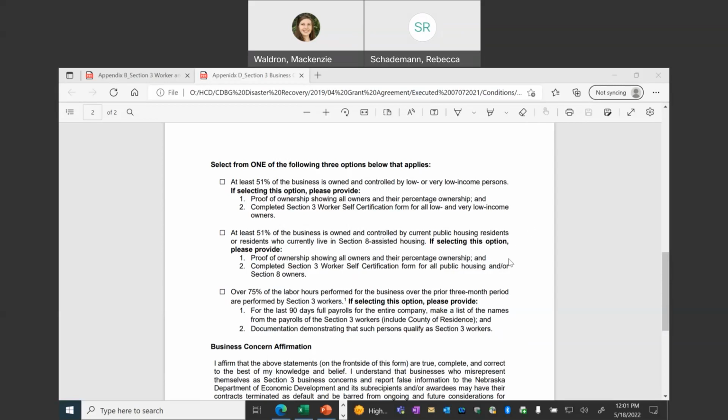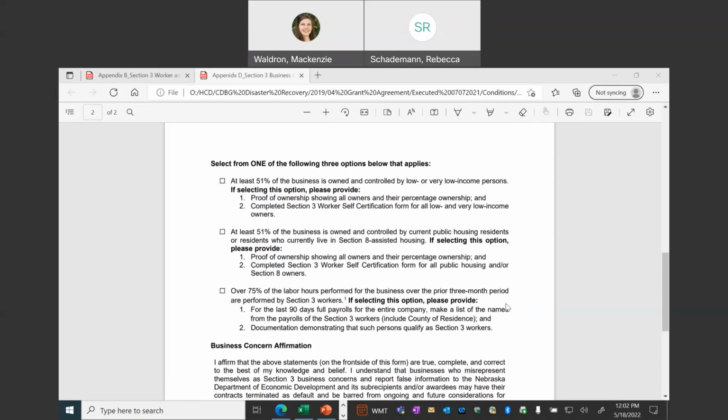So if they aren't able to meet that criteria, they'll move down to the next criteria, which is that at least 51% of the business is owned and controlled by current public housing residents or residents who currently live in Section 8 housing. They'll need to provide us with 2 pieces of information: proof of ownership showing all owners and their percentage ownership, and the completed Section 3 worker self-certification form for all public housing and/or Section 8 owners.